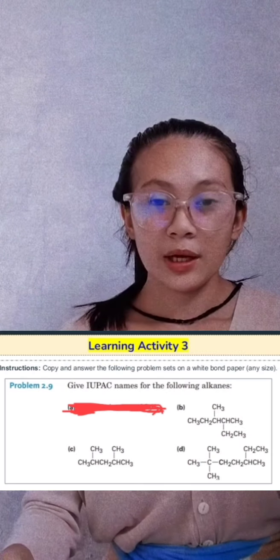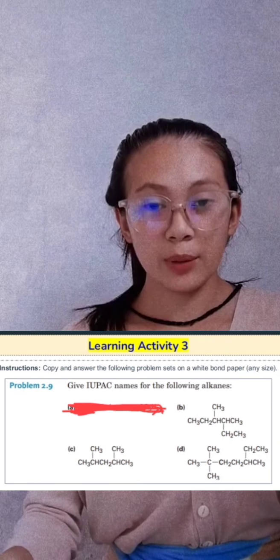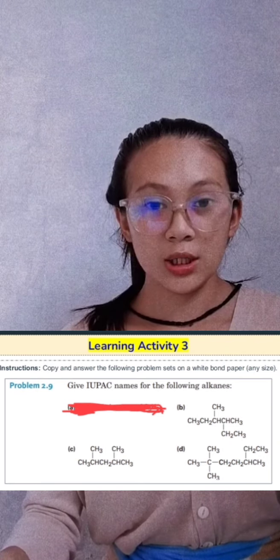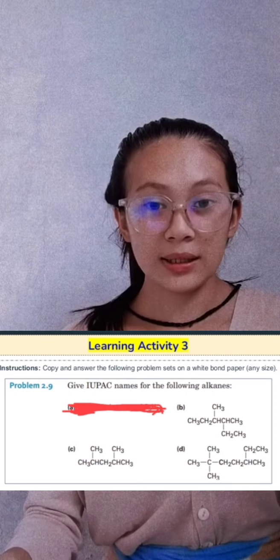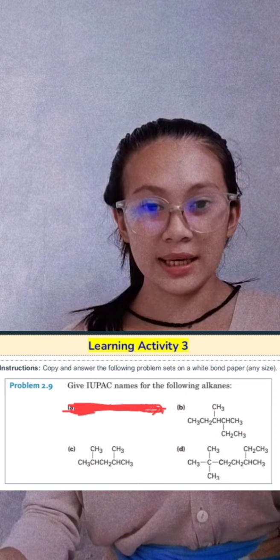So, in your instruction, ma'am, you said that we choose 3 questions in every activity. So, without further ado, in Activity 3, the problem that I choose is problem 2.9. Give the IUPAC names for the following alkenes.